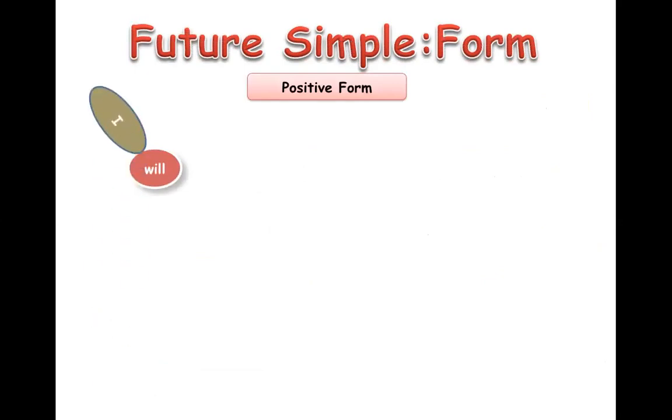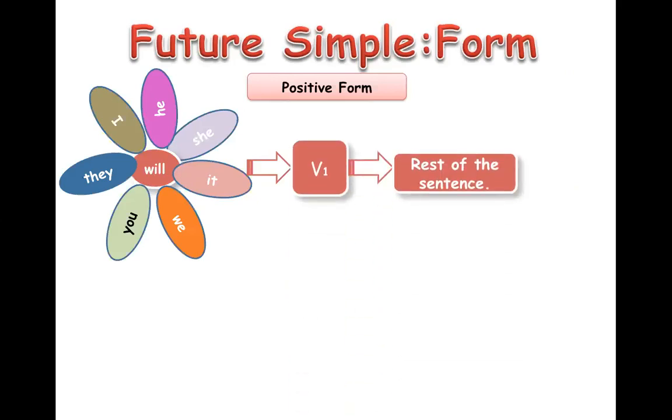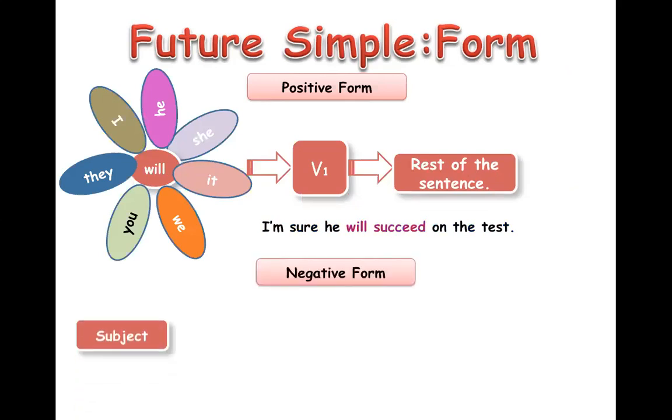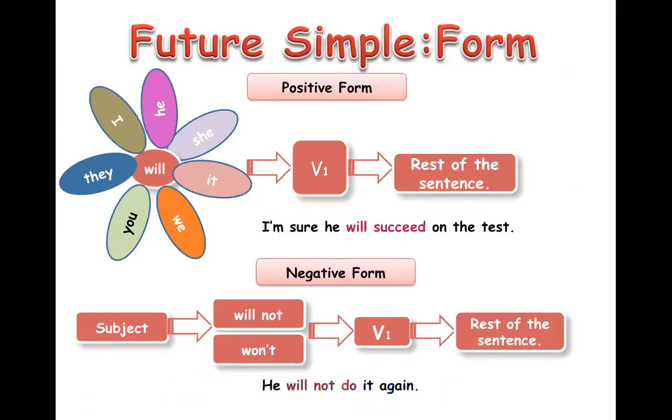Positive form. We use will and the person: I, he, she, it, we, you, and they, plus verb, plus the rest of the sentence. For example, I am sure he will succeed on the test. Negative form. You write subject, will not or won't, plus verb, plus the rest of the sentence. For example, he will not do it again.